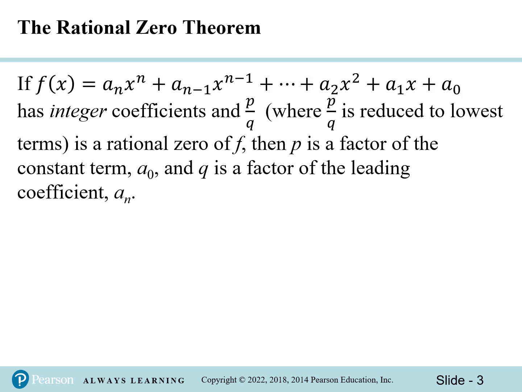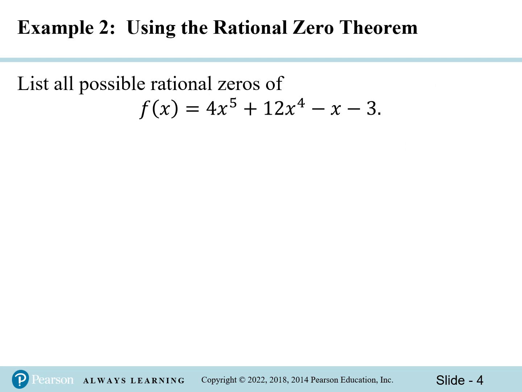The rational zero theorem. If we have a polynomial function with integer coefficients, and p divided by q, where p divided by q is reduced to lowest terms, is a rational zero of f, then p is a factor of the constant term a sub 0, so that's the last term there, and q is a factor of the leading coefficient. This is the rational zero theorem, also known as the rational root theorem, because zeros and roots, remember, are interchangeable.